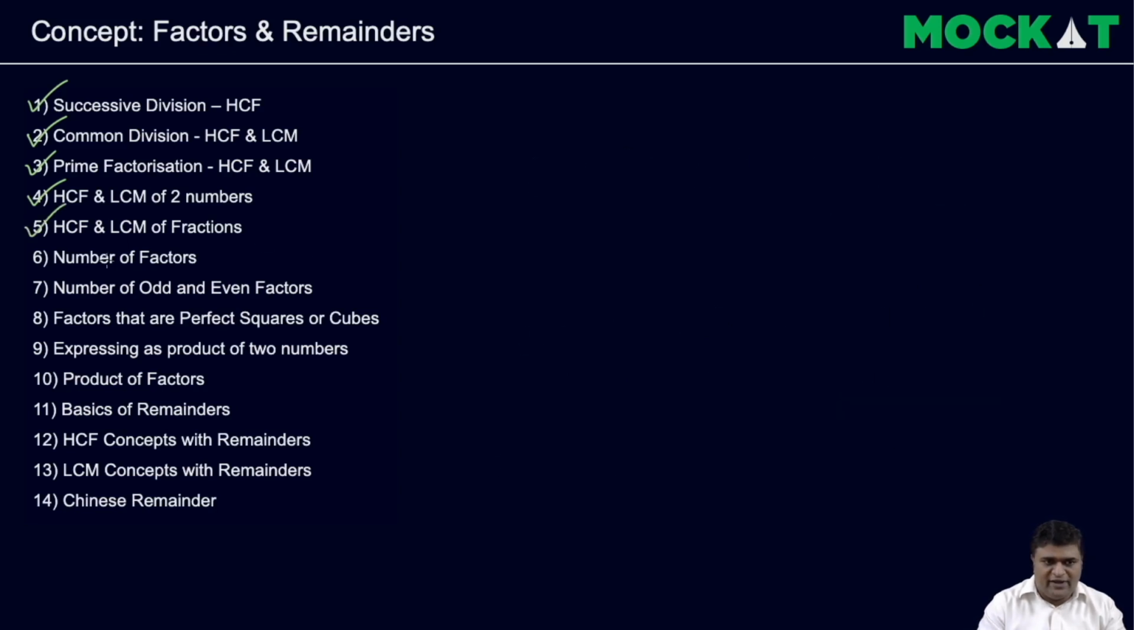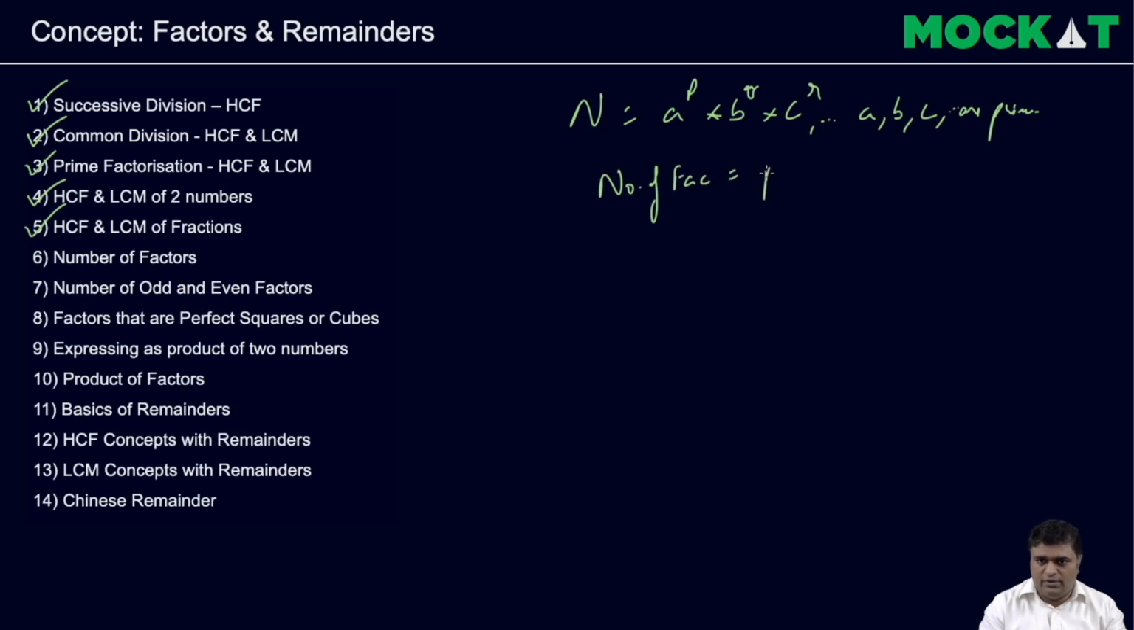Now to find the number of factors, which I've said is going to be finite: if the number is equal to A power P into B power Q into C power R, where A, B and C have to be primes, and this can in fact continue, so they are all going to be primes, then the number of factors over here is going to be equal to P plus 1 into Q plus 1 into R plus 1 and so on.